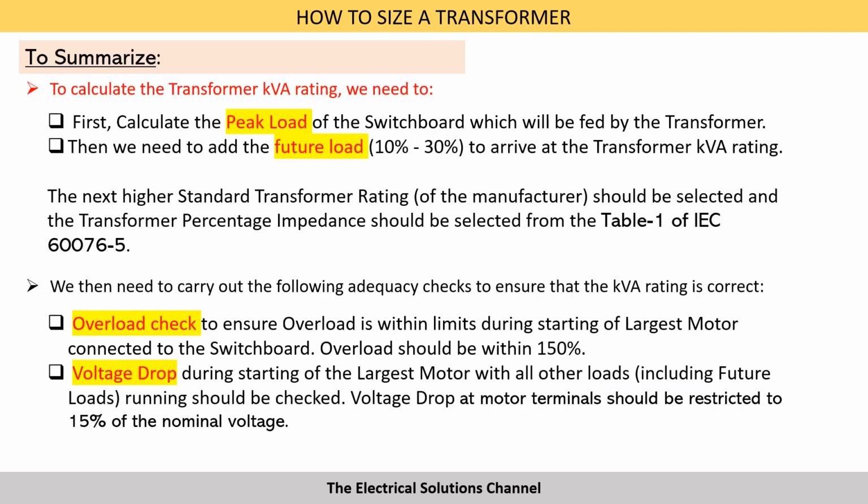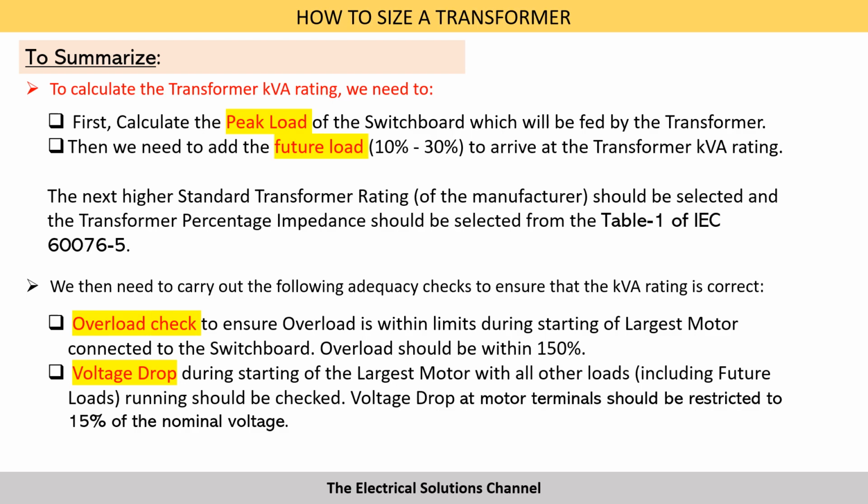Therefore, to summarize, to calculate the transformer kVA rating, we need to first calculate the peak load of the switchboard, which will be fed by the transformer. Then we need to add the future load, which is between 10 to 30% to the peak load to arrive at the transformer kVA rating. The next higher standard transformer rating should be selected and the transformer percentage impedance should be selected from table 1 of IEC 76-5. Once the transformer rating has been selected, we should carry out the adequacy checks to ensure that the kVA rating is correct.